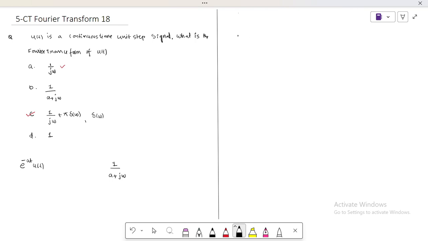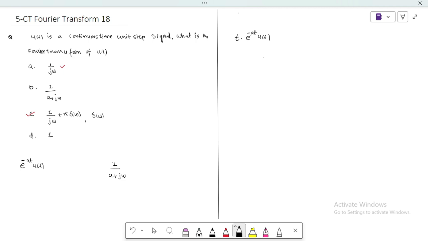Then see here, now t into e power minus j omega t. Sorry. E power minus a t into u of t, its Fourier transform is what? See, we should write the Fourier transform for this one. You should get it from the differentiation in the frequency domain.